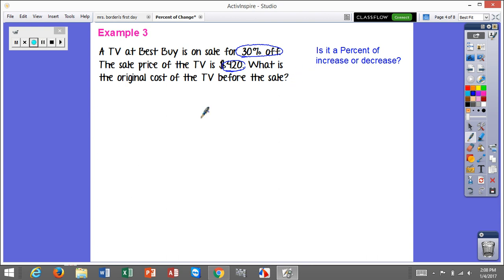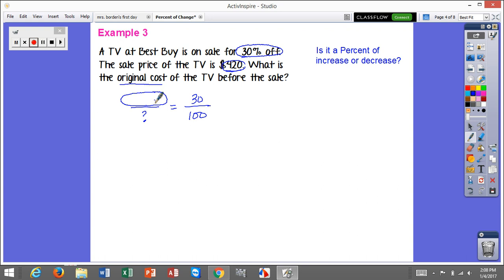So let's think about this for a second. Think about your proportion. If you know the percent of decrease, because it's on sale, it's a decrease. If you know the percent of decrease is 30, and you know that's out of 100%, okay? We don't know the original price. That's what we're trying to find. What is the original cost? We can't just put 420 up here, because think about it. The number that goes up here is the subtraction of the original price and the new price. We don't know the original price, therefore we can't put a number up here because we don't really know what its value is.